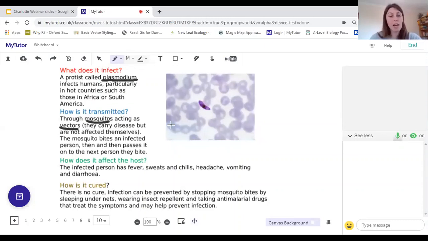So they carry malaria, but they're not affected themselves. It's very simple. The mosquito bites someone that has malaria, and then they move on to someone else to bite them, and they pass it on to the next person through the blood that they're sucking out and then sucking from someone else.